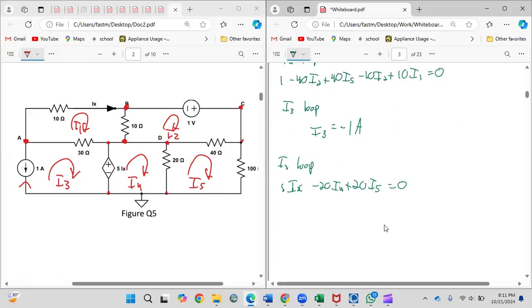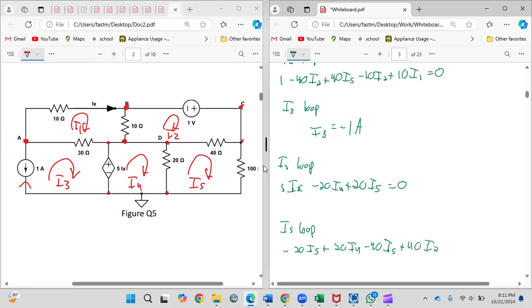Then you have your I5, which is your last loop. We start down here, so it'll be minus 20 I5 plus the current in the opposite direction, I4. Up here now going across, it'll be minus 40 I5 plus the current in the opposite direction, which is I2. Here now, going through the 100 ohms, it'll be minus 100 I5, and then you're back to where you started. And you just make the whole thing equal to 0.